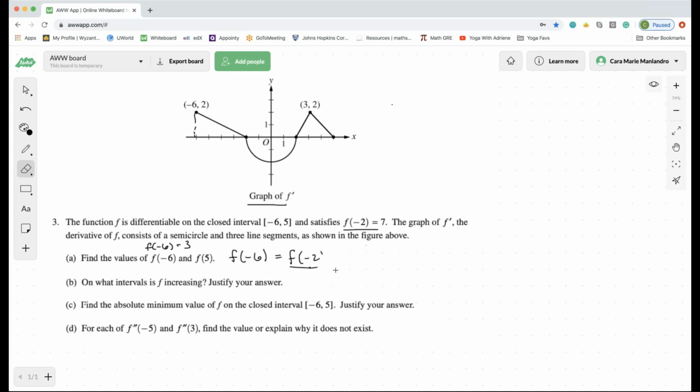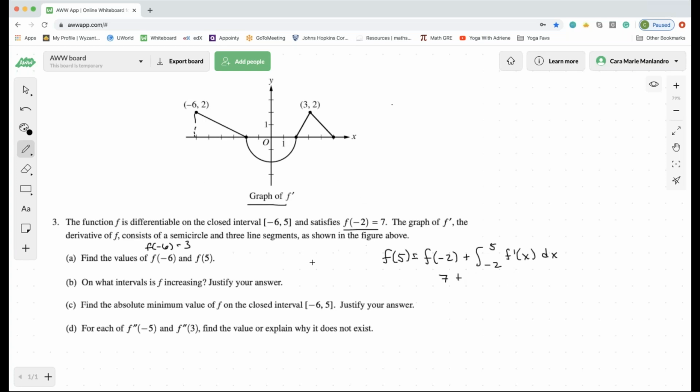All right, so I'm going to set this one up the same way. You always have to have somewhere to start, right? So f of 5 is going to be equal to f of -2 plus the integral from -2 to 5. You with me? So then this is 7 again. All right, and then I need to get from -2 up to 2.